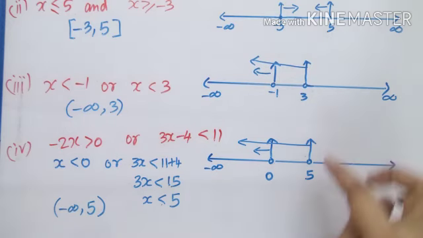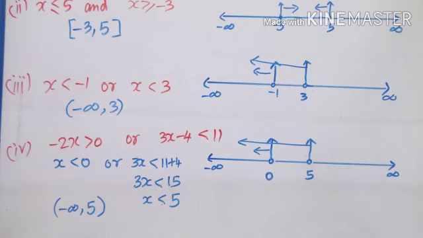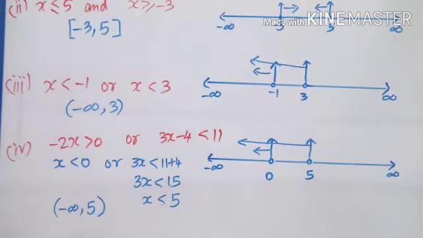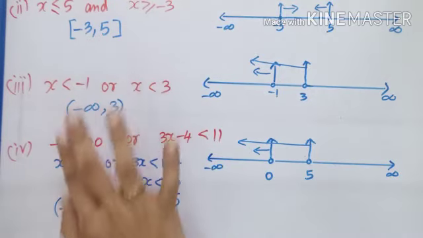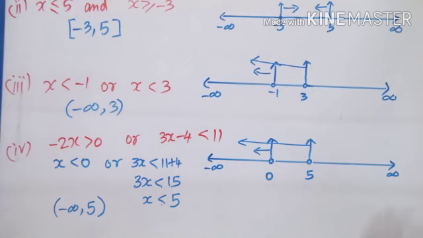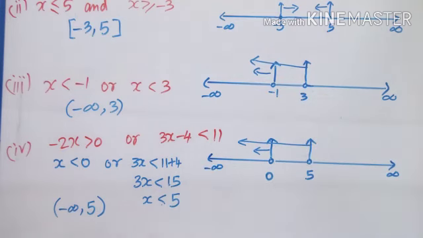Now the number line I have drawn for you to understand. In the examination, they expect you to write only the interval. So if you are able to write the interval directly, this graph is not needed. Only if you don't understand how to write the interval, we go on with the graph. From this I write the answer.